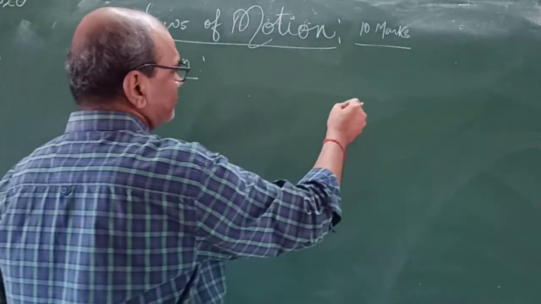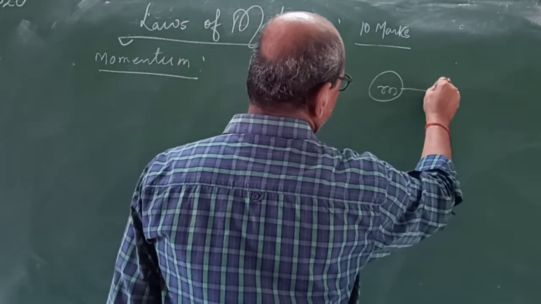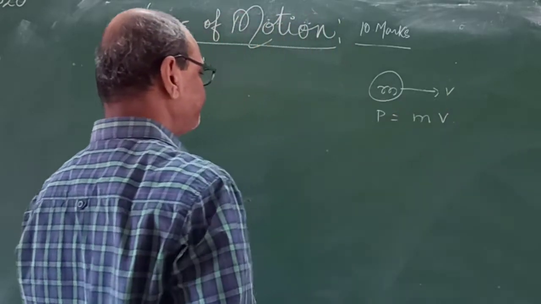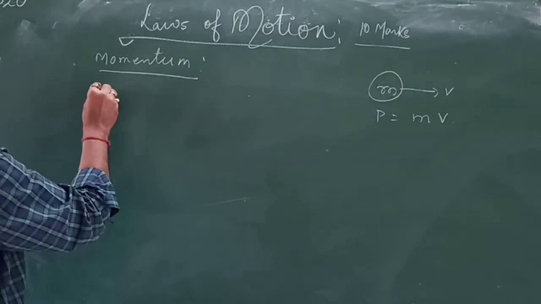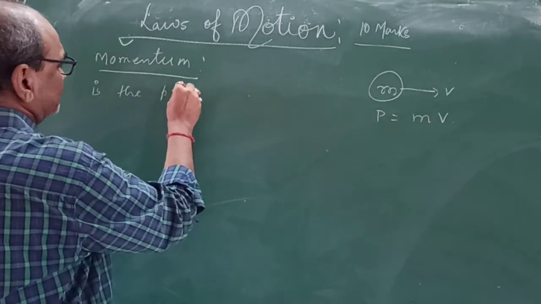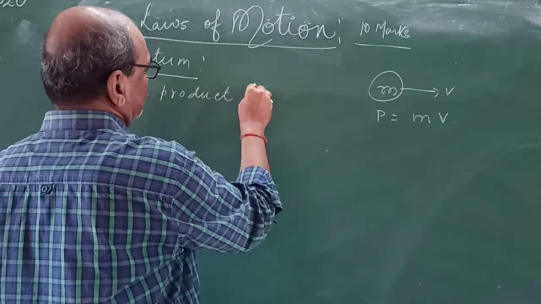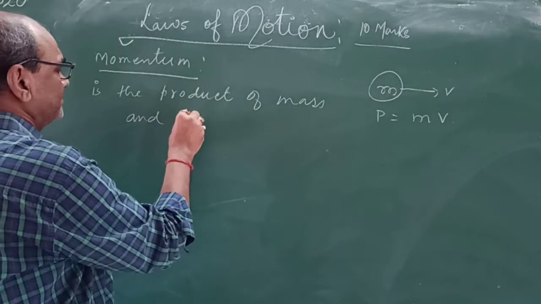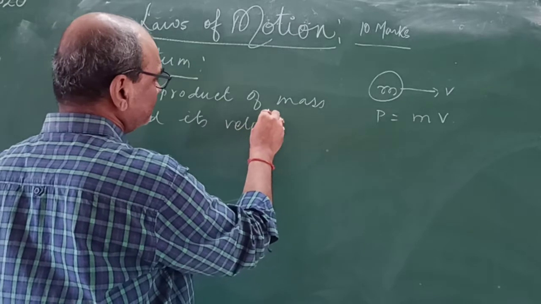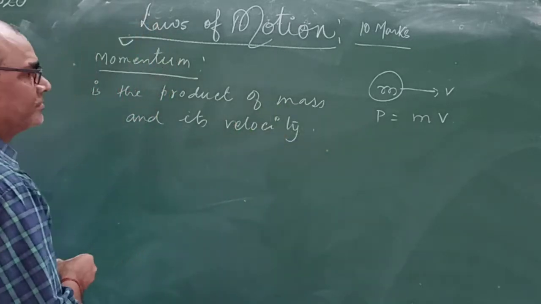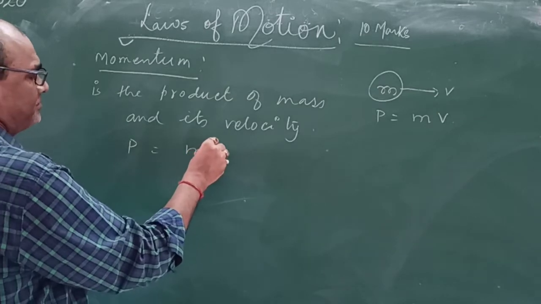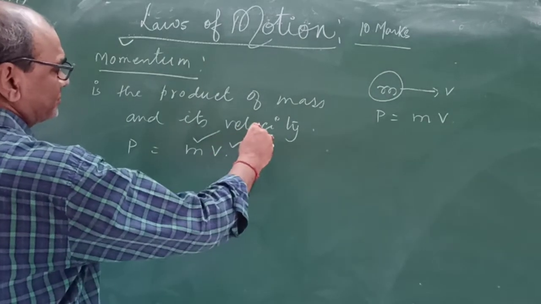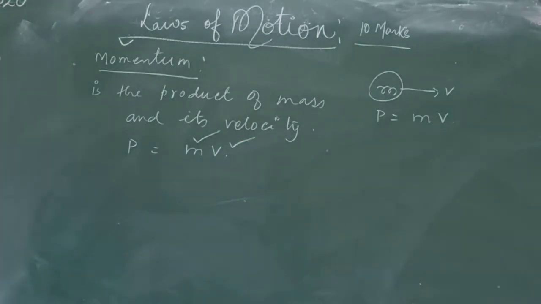Let a body of mass m be moving with velocity v or u, then momentum p is equal to m into v. Therefore, momentum is the product of mass and its velocity. This momentum depends upon two parameters: number one, mass; number two, velocity of the object.